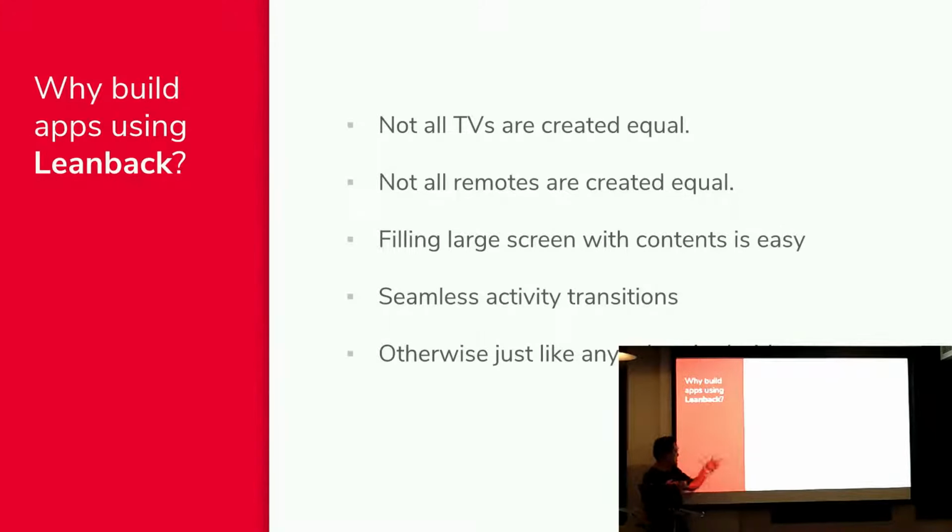Activity transitions are one of the really nice things about doing things on Leanback, in that it handles background transitions. Going from activity to activity, you no longer see the shrinking animations and slides. You don't need to worry about any of that. In activity A, you set the background to a particular picture. In B, you set another picture. It'll automatically blend that transition. So all that stuff is handled really nicely.